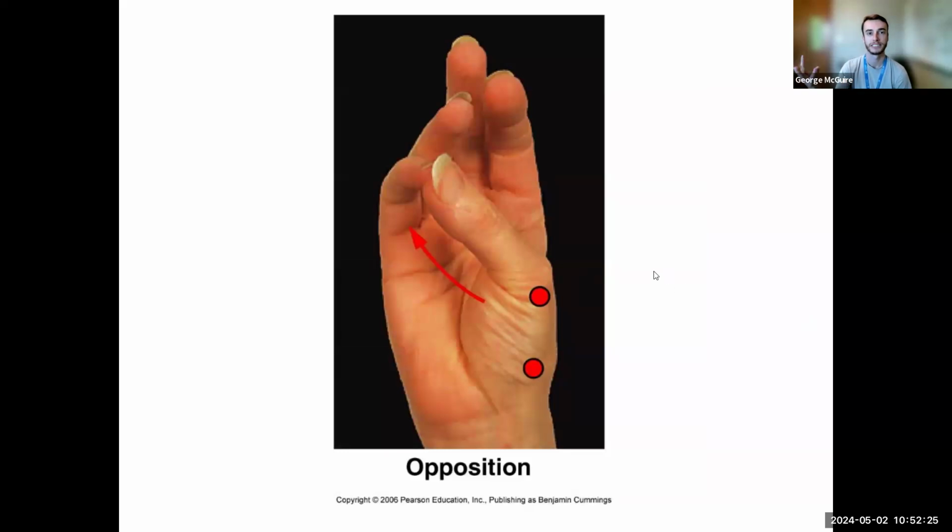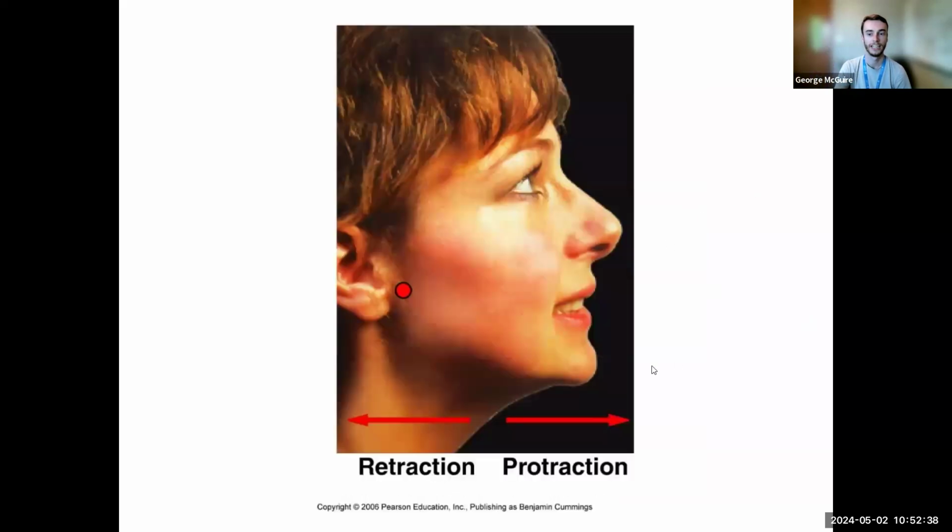And then we have opposition, which is only used to describe the movement of the thumb. It's a pretty unique saddle joint, with opposition towards the opposite side of the hand, or towards the palm. And then we have retraction and protraction. I actually had someone in lab yesterday ask what's the difference between protraction and retraction versus abduction and adduction, which I think was a great question.